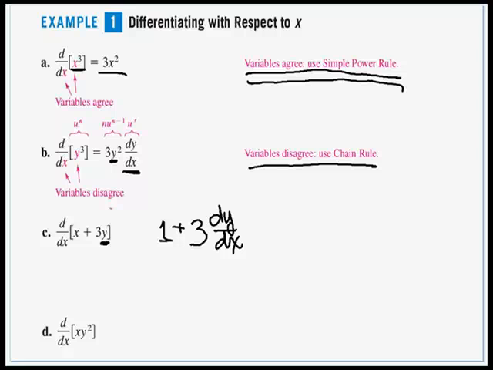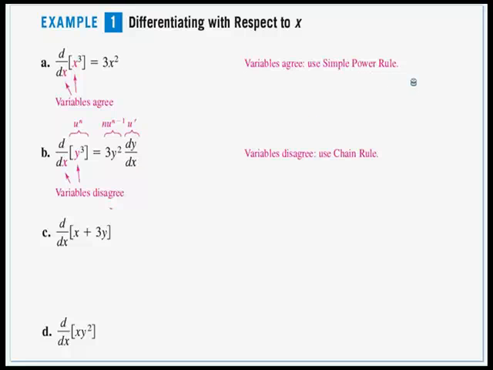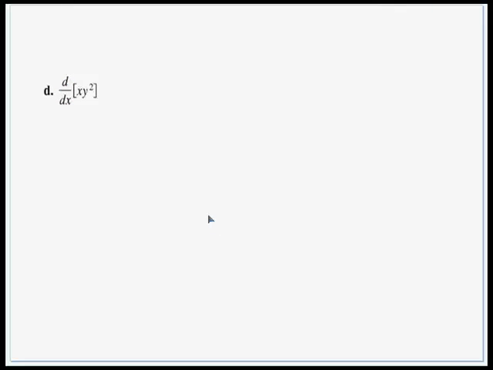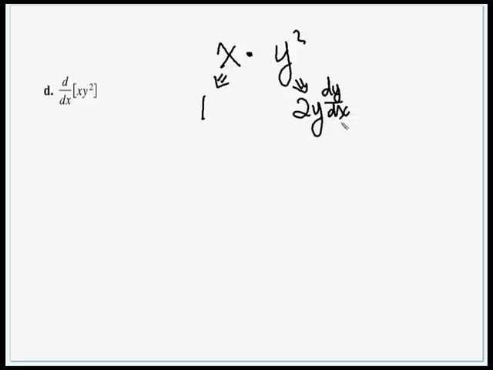Letter D here. Now we have x times y squared. What rule are we going to need to apply to find this derivative? Product rule. We have x times y squared. So the derivative of the first thing is 1. What is the derivative of y squared with respect to x? Well, the derivative of y squared would be 2y. And then because the variables disagreed, we add on a dy dx.